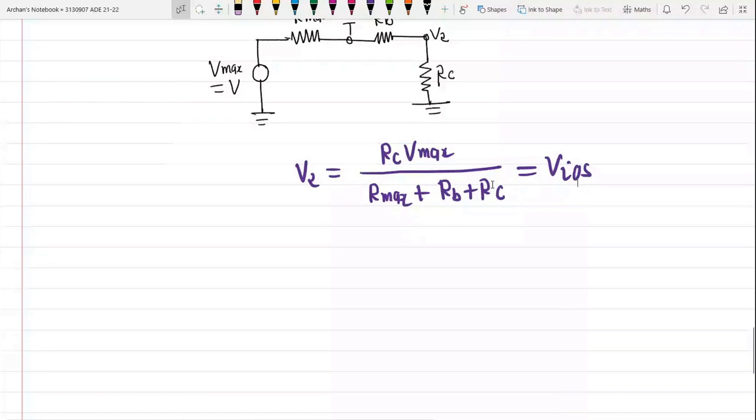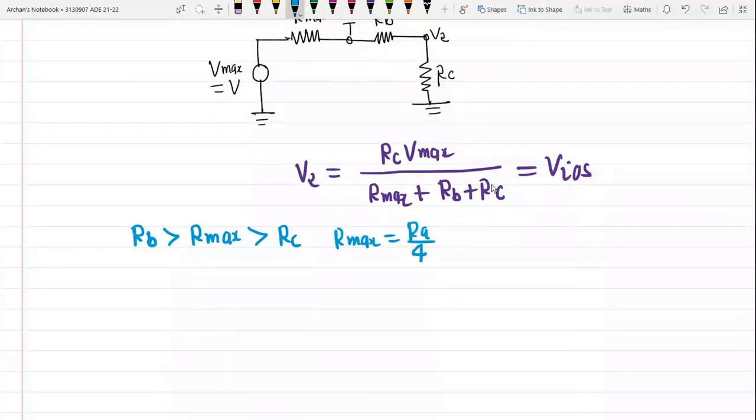Let us try to understand this. We have this case: RB is greater than R max and it is greater than RC. What is the value of R max? R max is equal to RA by 4. The bias currents for the op amps are small, that we know, and the voltage across RC is also very small.